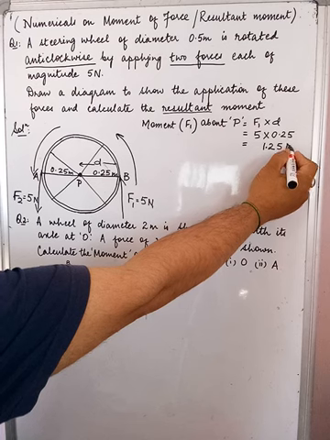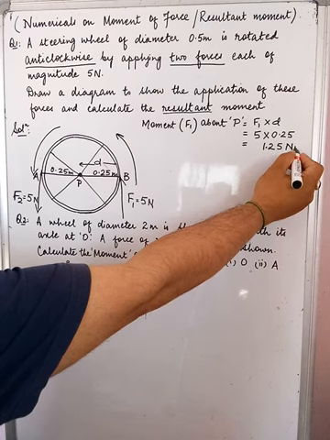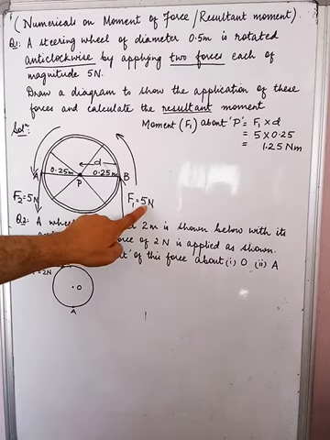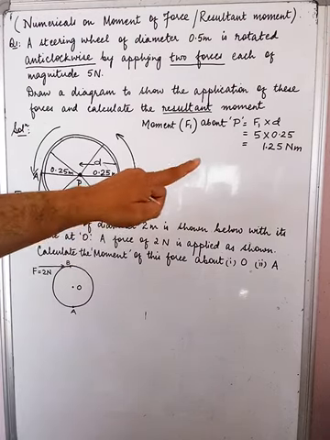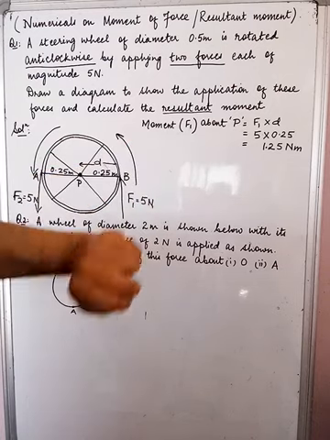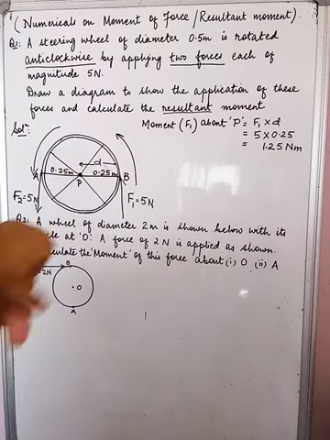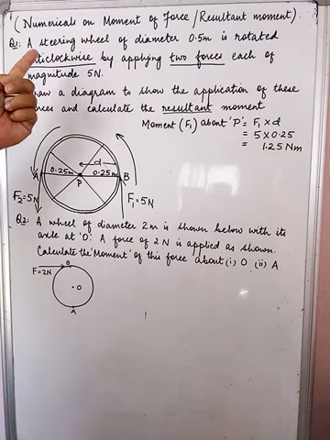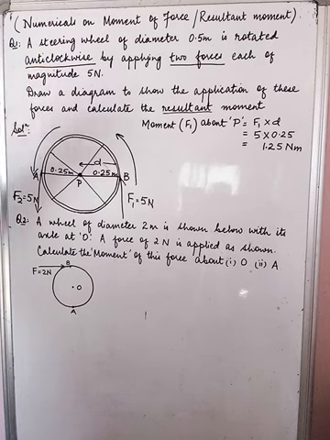So this becomes 1.25 Newton meter. If you remember the units we had discussed yesterday, force is in Newton, the distance is in meter, both are in SI units, so the moment of force will have a unit Newton meter. Now moment of force is always a vector quantity, so it will have a direction. The direction is already given in the question, anti-clockwise.